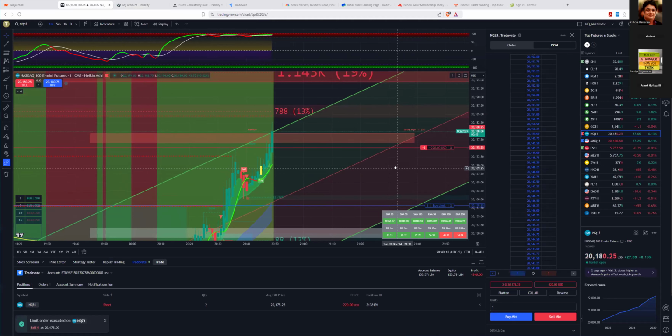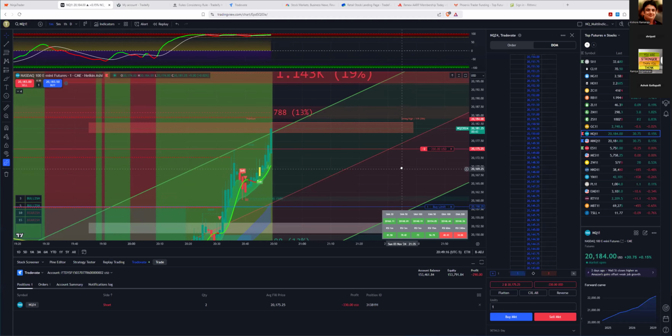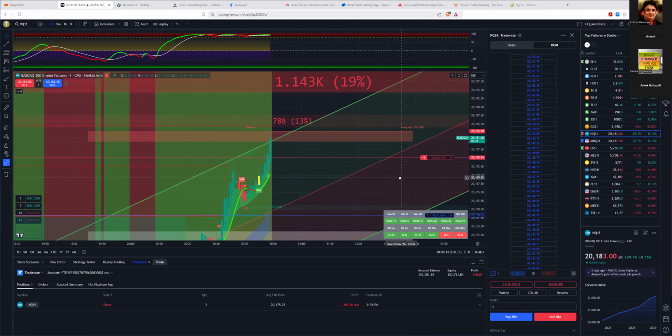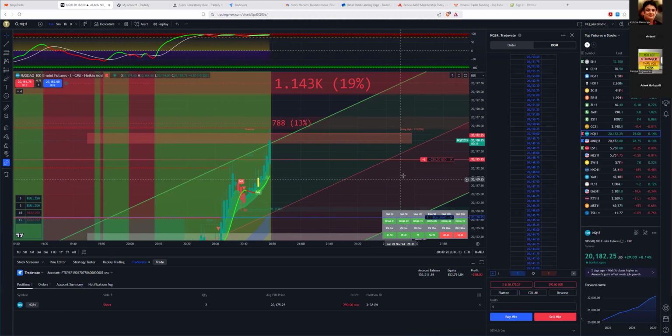As of now, NQ is still bullish. Yeah, it is. Maybe it may go to that 788 block and then drop. Yeah, I think it will.